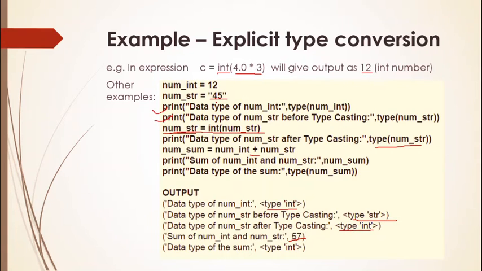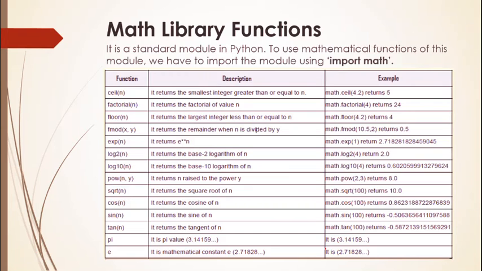So, 45 plus 12, 45 becomes an integer number, and 12 we have added. Now those numbers display like this. Lastly we check the type of the sum, that is integer type, because we have already converted the number to integer type. That's why both the numbers are integer type, so the result is integer type. Okay, come to the next.